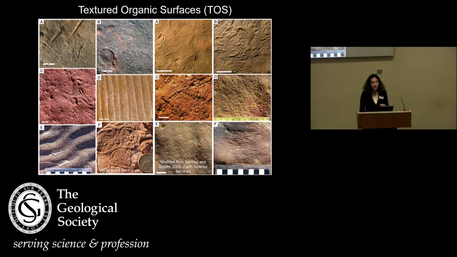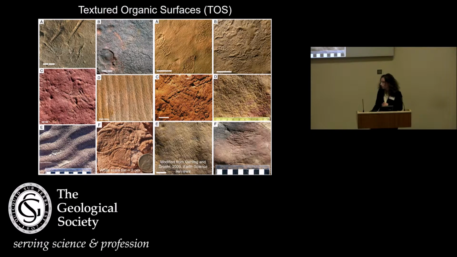And one of the particularly distinctive aspects of the Ediacara biota is that in situ assemblages of these enigmatic macrofossils occur alongside what we term textured organic surfaces, or TOS. And TOS are dense, diverse, patterned organosedimentary textures, which we interpret to record the interaction between organically bound seafloor sediments, so mat grounds or biofilms, and mechanical sedimentary processes.